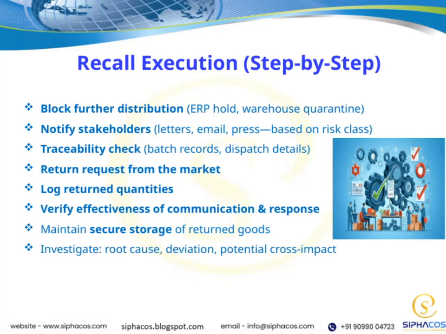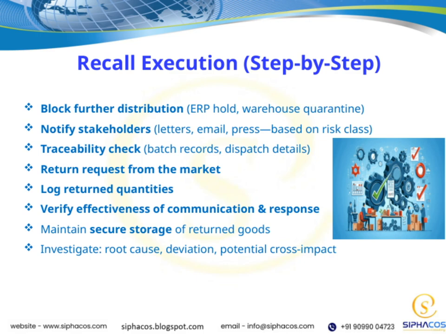Let's walk through the key steps involved in recall execution. First, we need to block further distribution of the affected products. This involves placing an ERP hold and quarantining items in the warehouse to prevent any accidental shipments. Next, we must notify all relevant stakeholders, which could include sending letters, emails, or even issuing press releases, depending on the risk class of the product involved. Clear communication is crucial here.